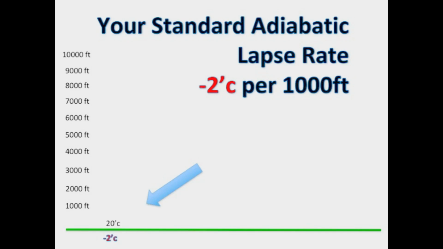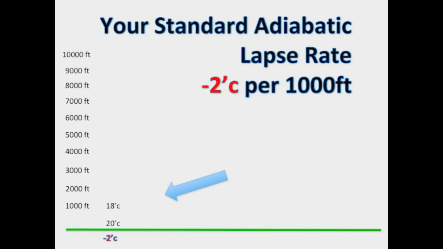Okay guys, we're going to start with the standard adiabatic lapse rate. Around the entire world, the average is 2 degrees per 1,000 feet. So if we go down to our example here and we see 20 degrees, we're going to take away 2 degrees from that and we get 18.